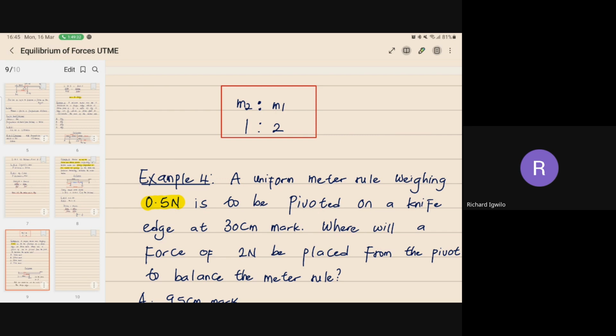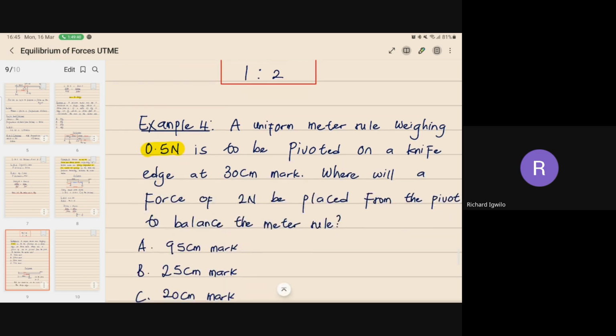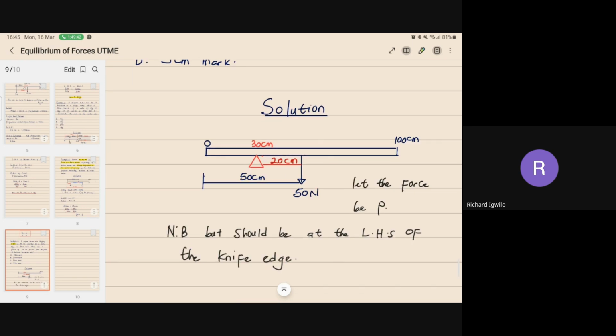So now, when you check, you have a uniform meter rule weighing 0.5 Newton to be placed on a knife edge at the 30 centimeter mark, right? So look at what I'm saying. We are looking for where we're going to place that force P so that it balances. We have a force which is 2 Newton, but we don't know where to place that 2 Newton so that there will be a balance.